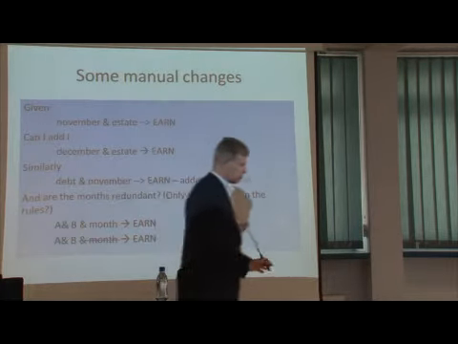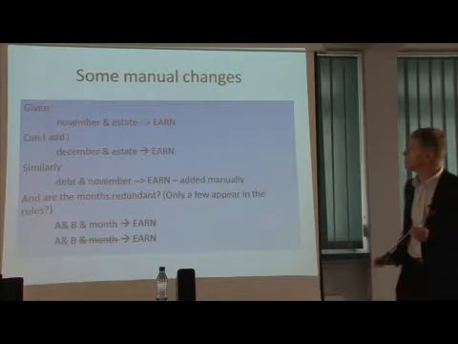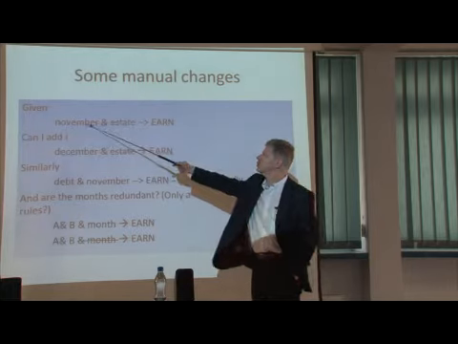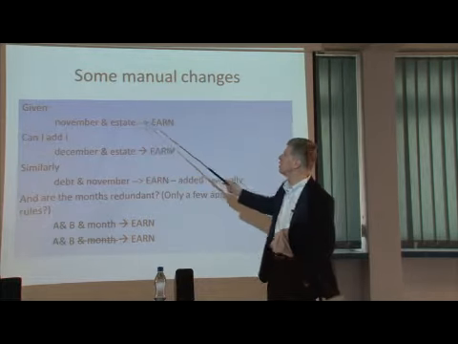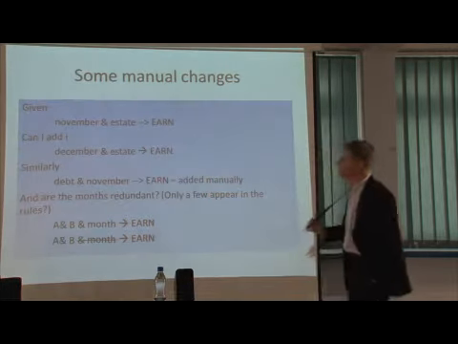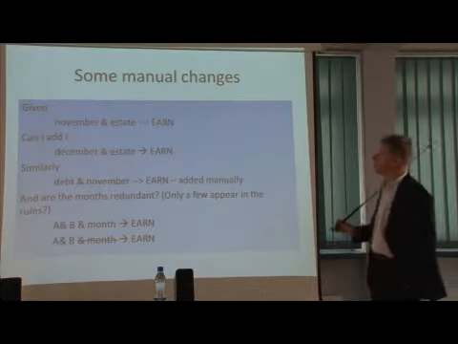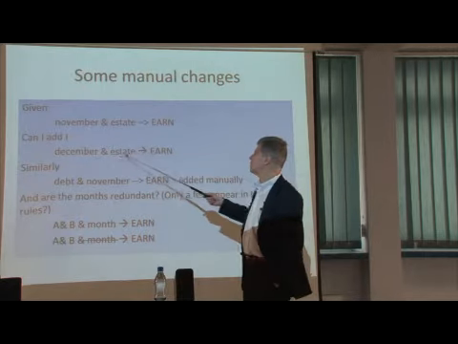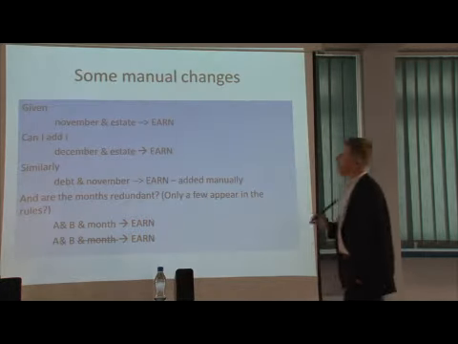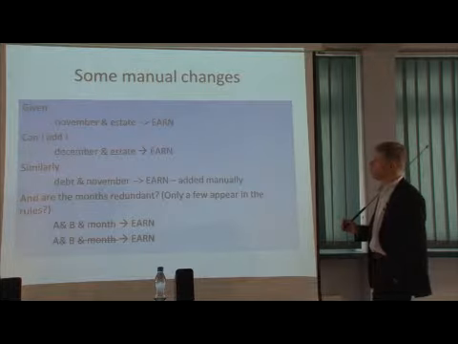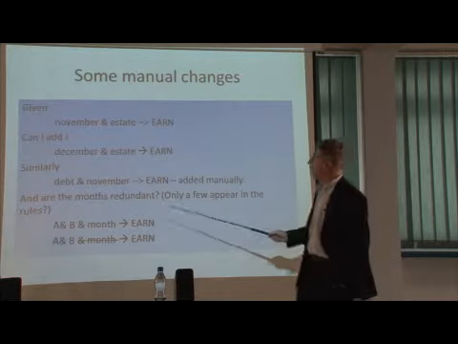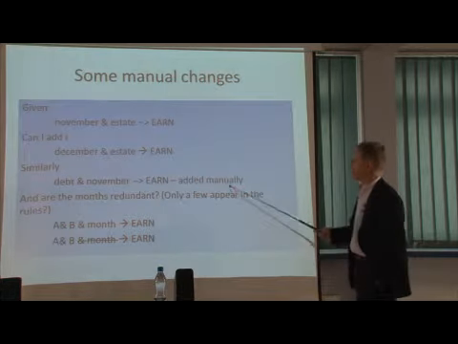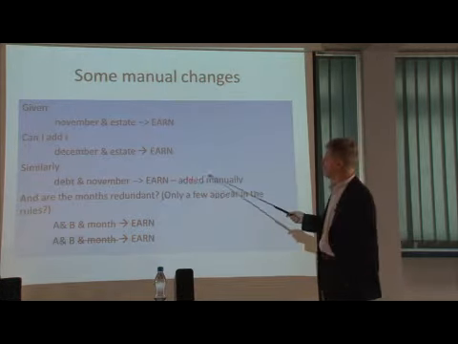So I actually looked at these rules, and some of the rules look like this, okay? November and estate. So if you have the word November and you have the word estate, then you can put it in the class earn. All right, so I thought, how about adding December and estate? And maybe that would improve the classification. Then we had stuff like det and November to earn, okay? So I added a few of these manually.